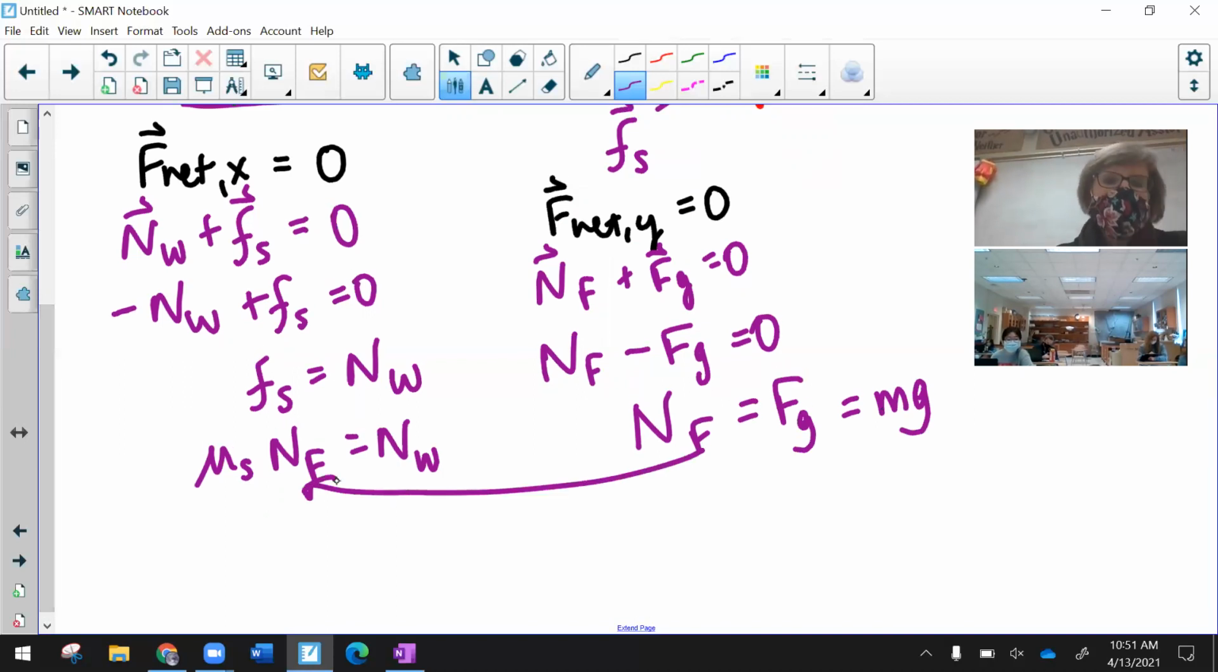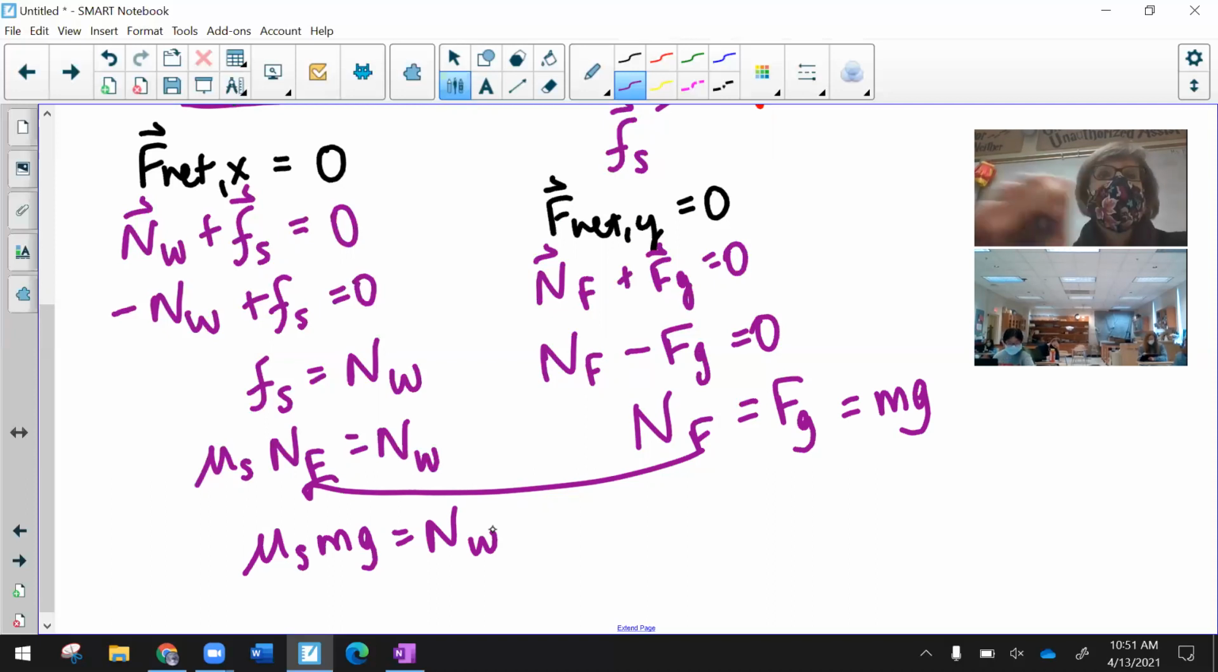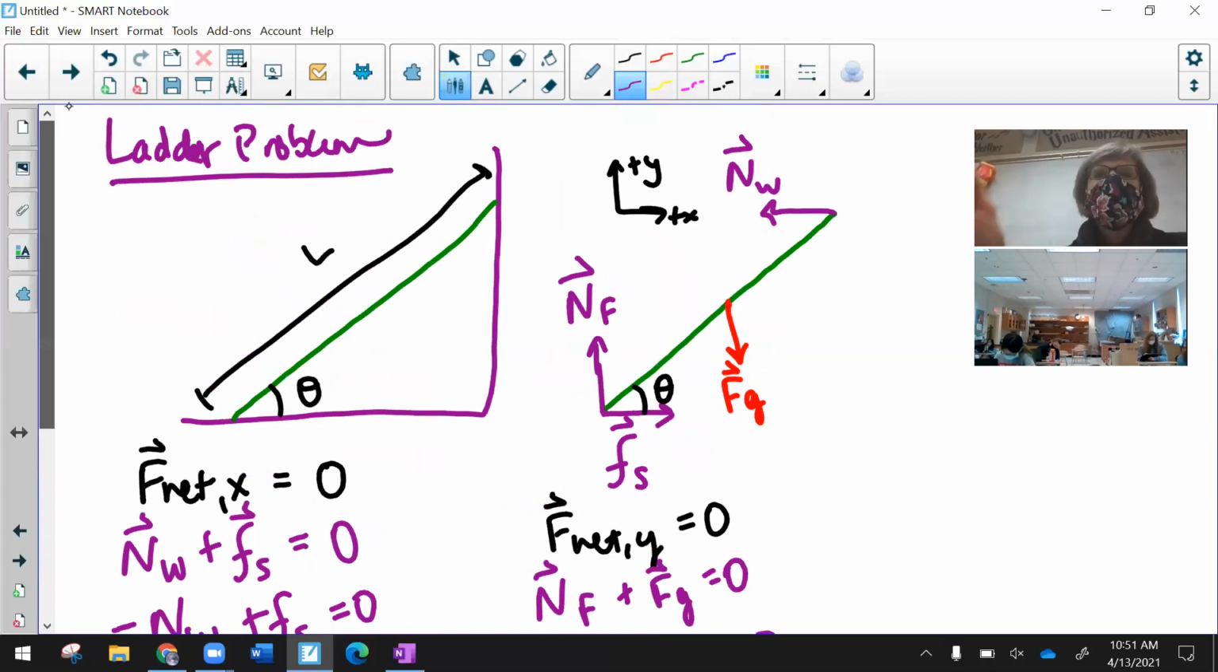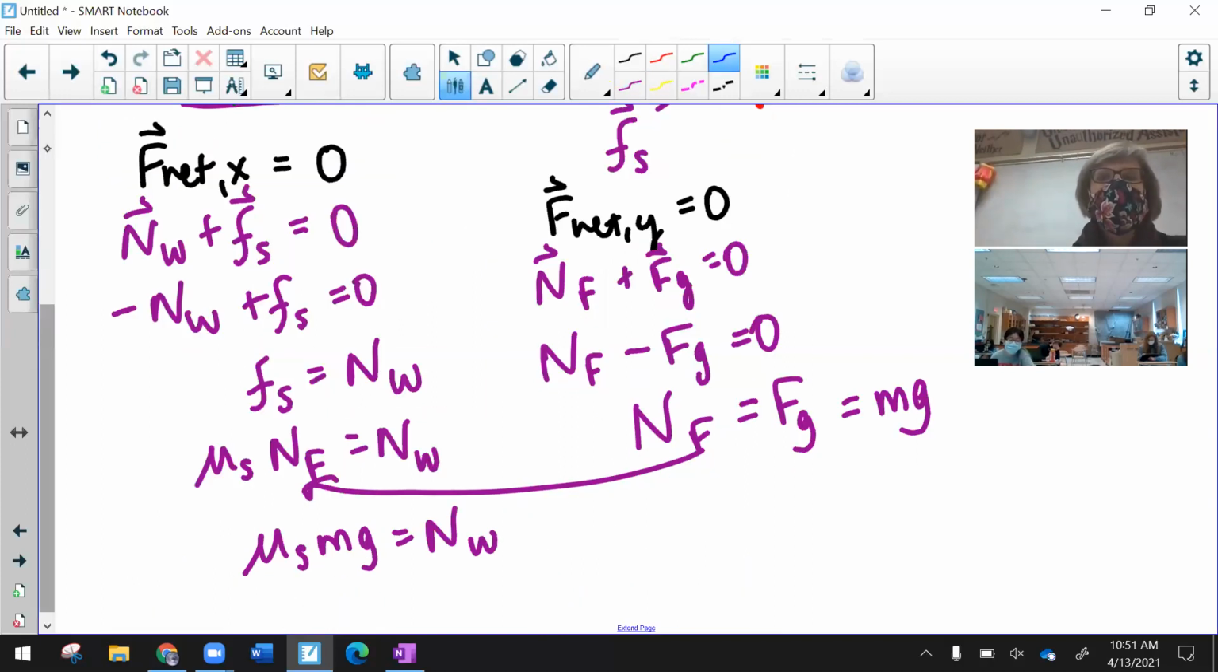And I can substitute that back in over there. So I can say that mu s mg is equal to N_wall, which is lovely, but I still don't have a theta. So what am I going to do? Torque. Okay. Does everybody have this written down? Because I want to move back up and look at the picture. Okay. So let's remind ourselves for the moment.